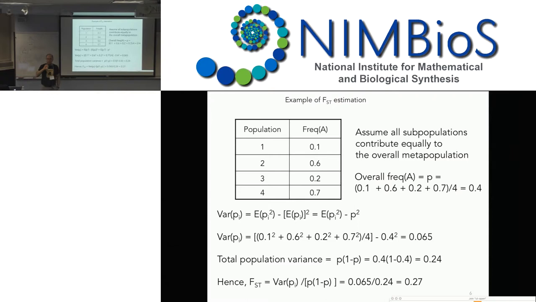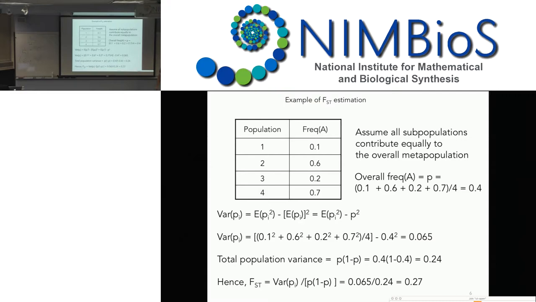Anybody know what FST is for humans? What fraction of all our variation is due to between group differences? It's under 3%. In some Aboriginal populations and Native populations, it's about 5%, but it's tiny.